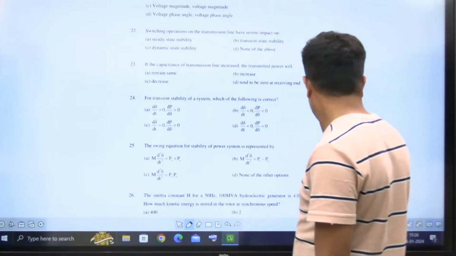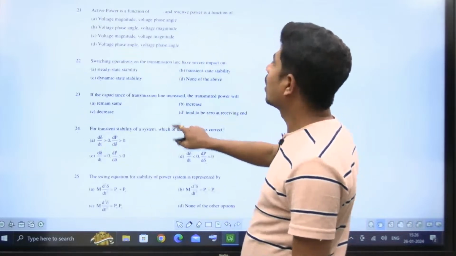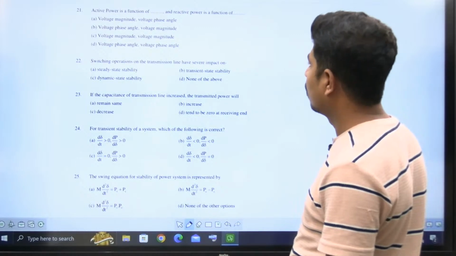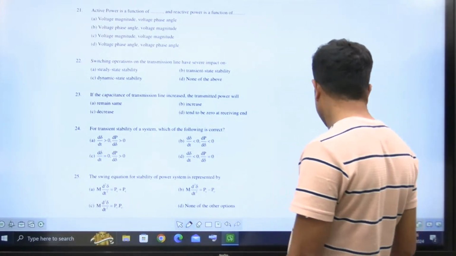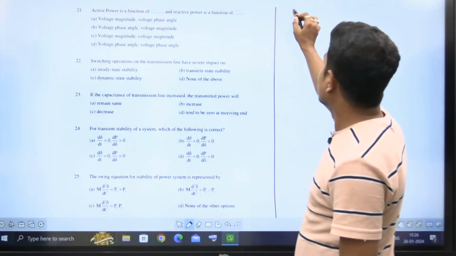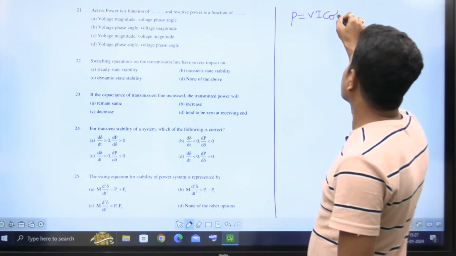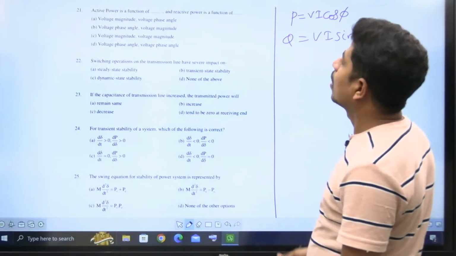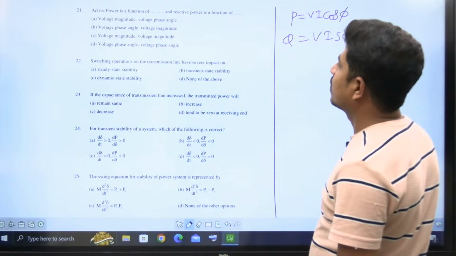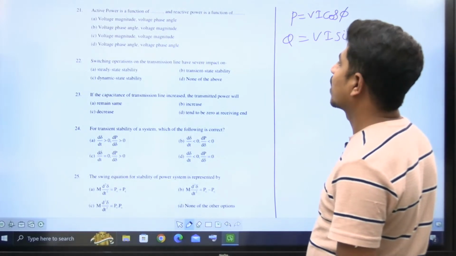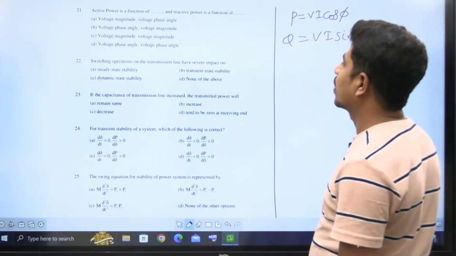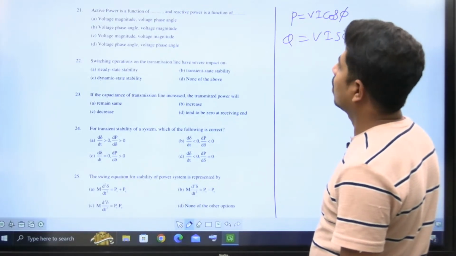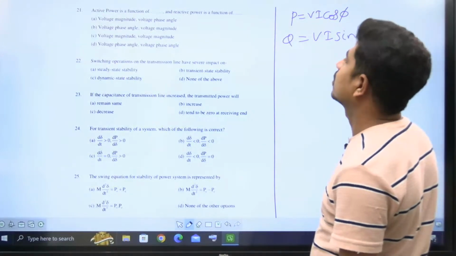Let's go to the next question. Active power is a function of dash, and reactive power is a function of dash. Good question. What is P? P is equal to VI cos phi. Q is equal to VI sin phi. Right? Now, voltage magnitude, voltage phase angle. I can say it is not just the active power that is a function of dash.